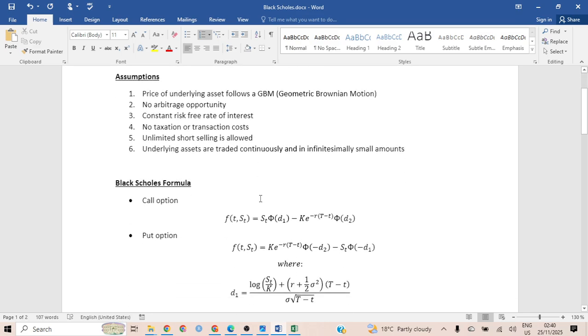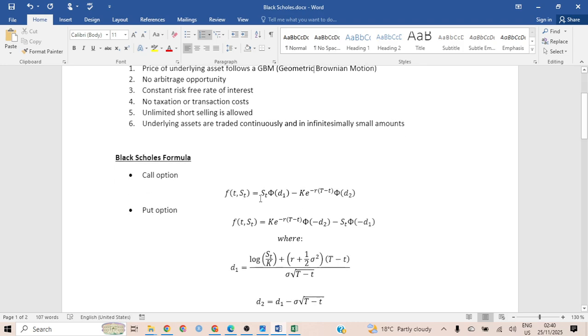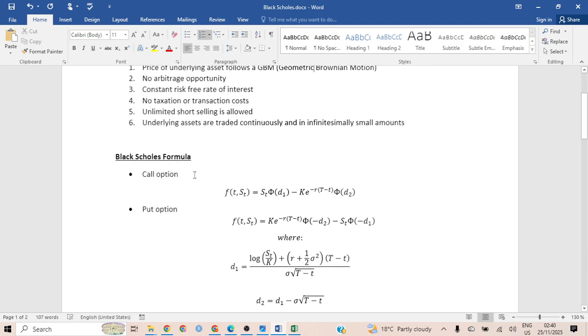From there, we'll go to look at the Black-Scholes formula. In another video, we will look at the PDE approach. So in this video first, we'll be looking at the Black-Scholes formula. There are two, one for the call option and another for the put option. Before you even try to figure out the formula, first you have to remember the payoffs for the call option and the put option. For the call option, this was the maximum of ST minus K and 0.